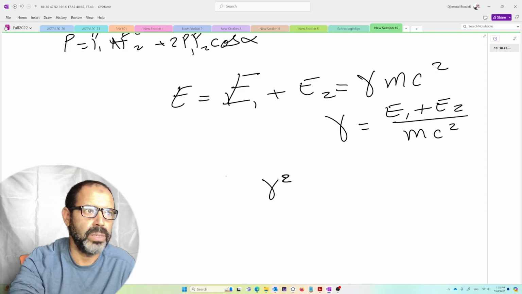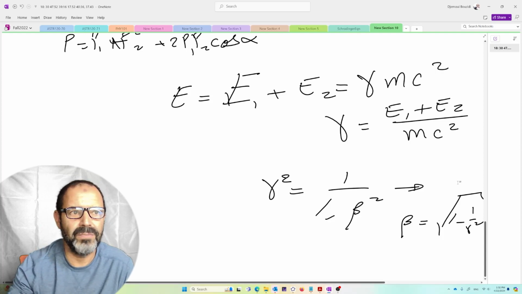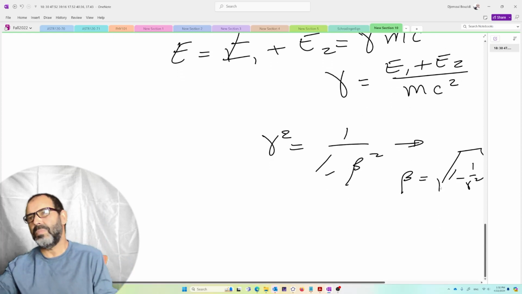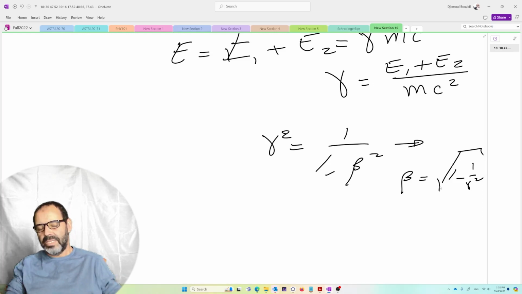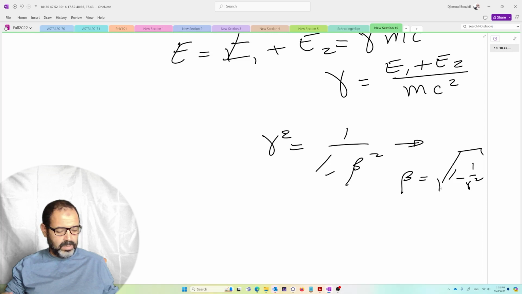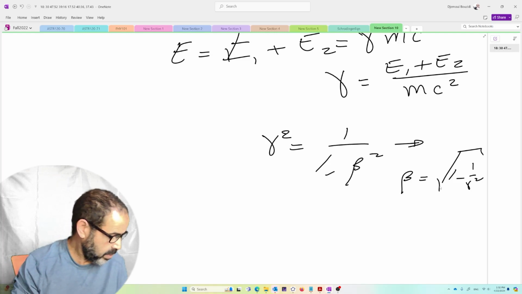Remember, gamma squared is equal to 1 over 1 minus beta squared. From here you solve for beta equal to the square root of 1 minus 1 over gamma squared. Once you find gamma, you can find beta, and don't multiply it by the speed of light. I know you're going to find a fraction of the speed of light. Let's state it: the speed of the particle is 0 point something the speed of light, say 0.3 or 0.4 or 0.5, it doesn't matter. It's going to be a fractional number, less than 1.